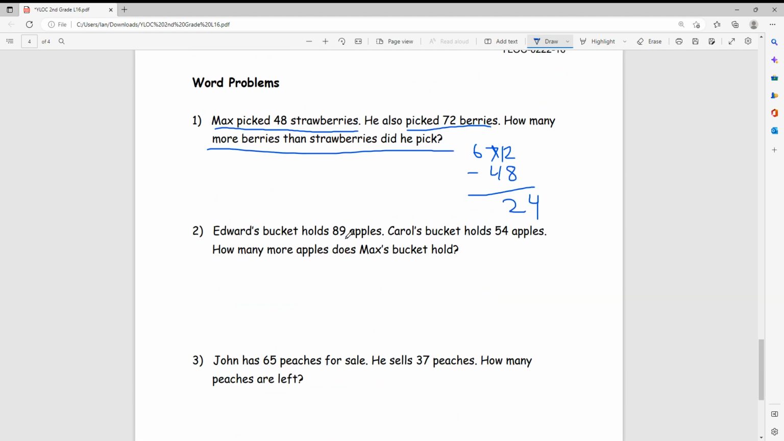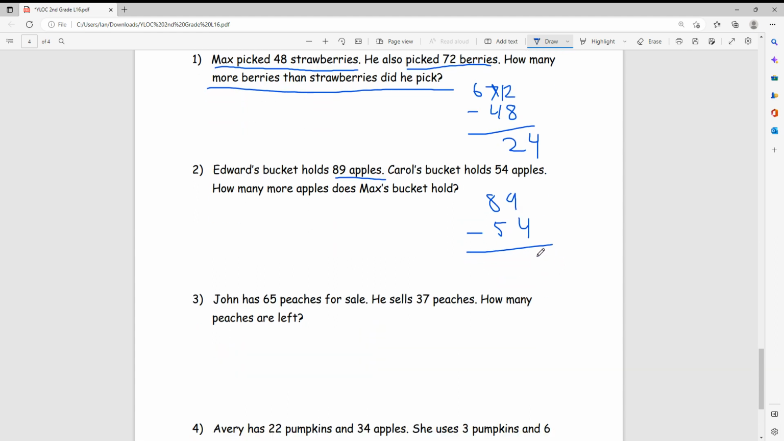Edward's bucket holds 89 apples. Carol's bucket holds 54 apples. How many more apples does Edward's bucket hold? So I'm going to do subtraction here. 89 minus 54. Right, so 9 subtracted by 4 equals 5. Right, and then 8 minus 5 equals 3. Oops, sorry, 35.